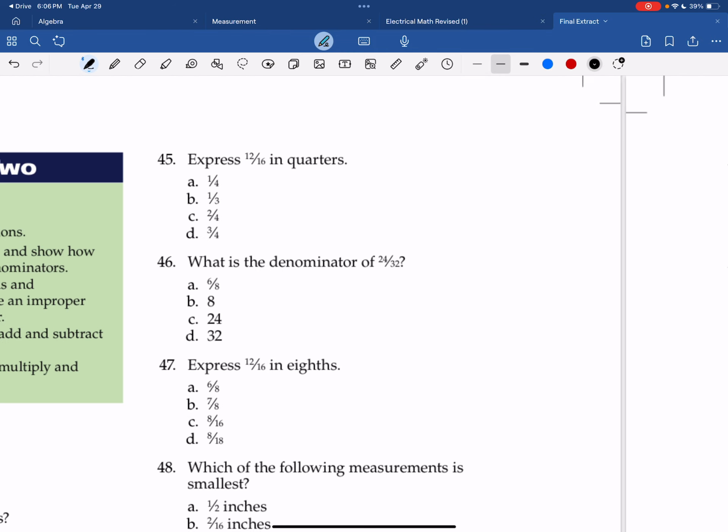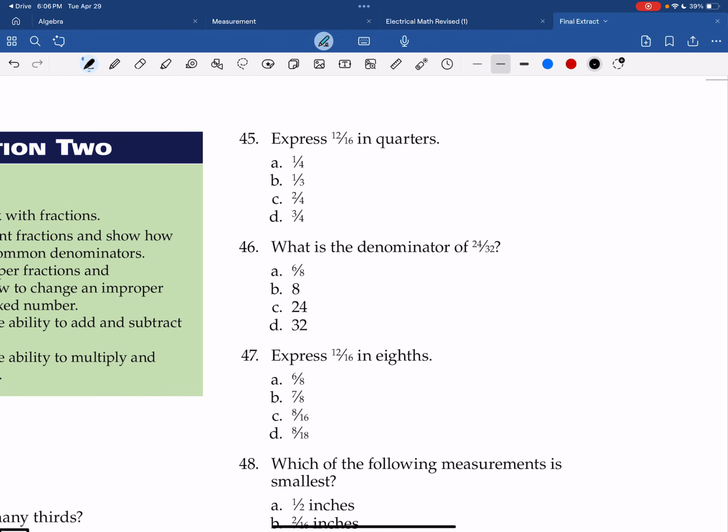All right, number 45 says to express 12 over 16 in quarters. So we're bringing that down to fourths. And so this is where we're going to need our special 1. And I'll have to figure out what am I going to divide by. To get from 16 down to 4, I'm dividing by 4. So I have to do the same thing on top, and I would get 3/4. D as in delta.